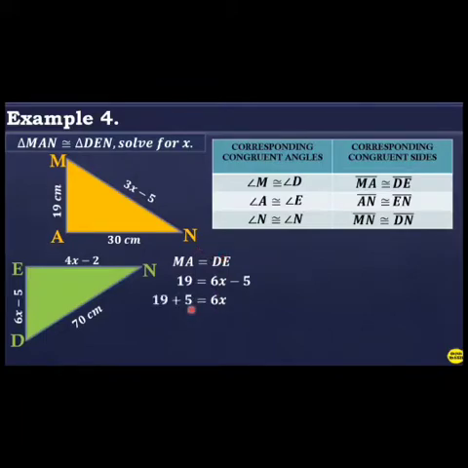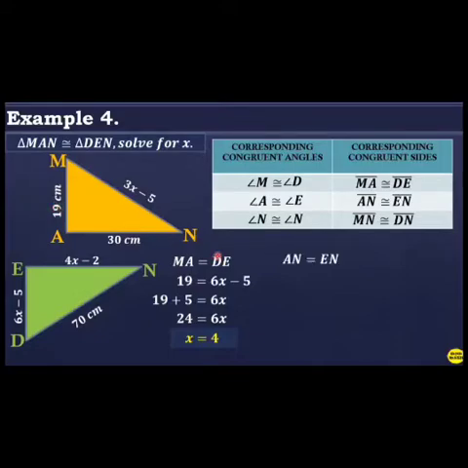So, let us solve. So, we will have 6x. So, 19 magiging plus 5. Okay? So, we have 19 plus 5, that is 24. Divide both sides by 6. 24 divide 6. We will get x is equal to 4. So, x is equal to 4. So, ibig sabihin, pag sinubstitute natin dito si 4, 6 times 4 is 24, minus 5, that is 19. So, pareho po siya doon.